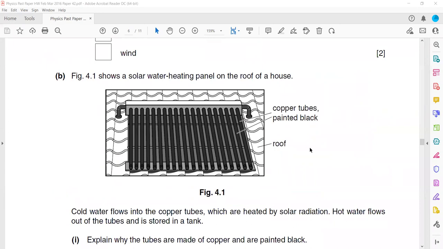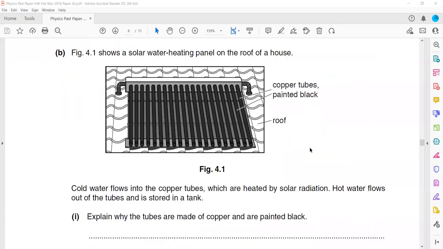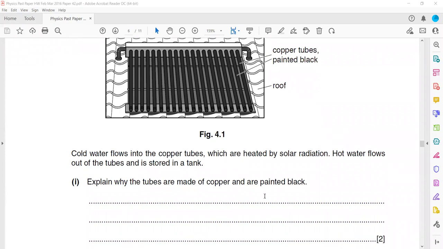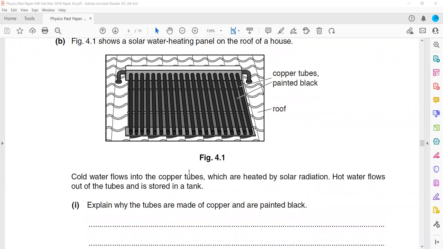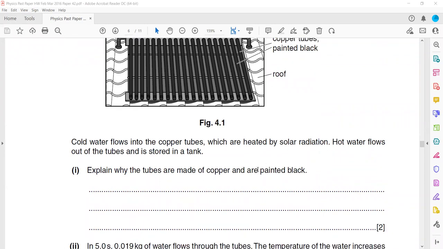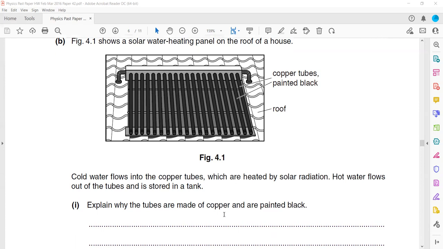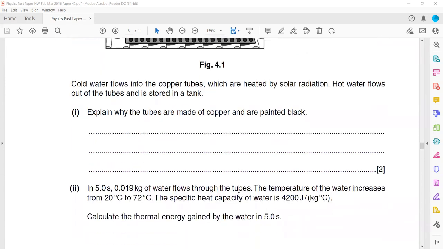Figure 4.1 shows a solar water heater which is placed on a roof of a house, and cold water flows into the copper tubes which are heated by solar radiation. Hot water flows out. Basically, what is happening is the copper is painted black, so as water is flowing, it absorbs the heat energy and comes out as hot water. So cold water flows into a copper tube which is heated by solar radiation, and hot water flows out.